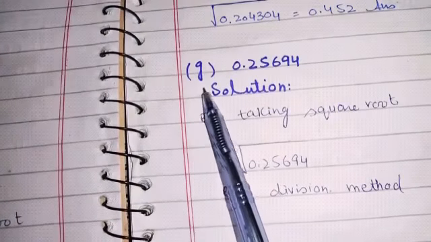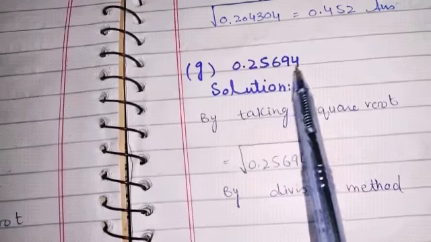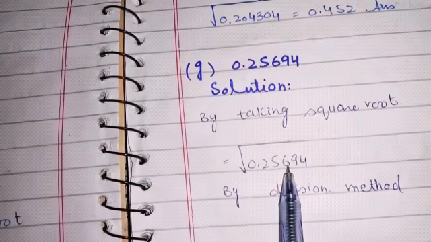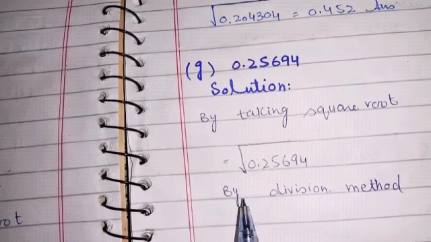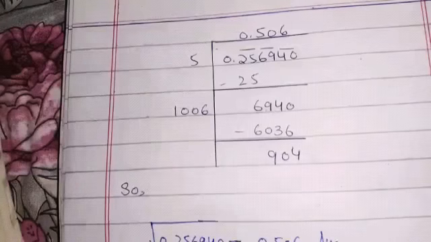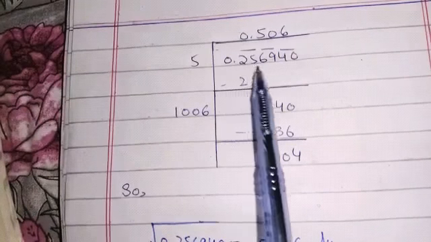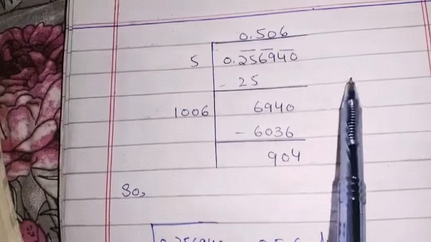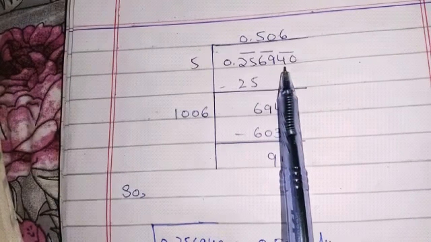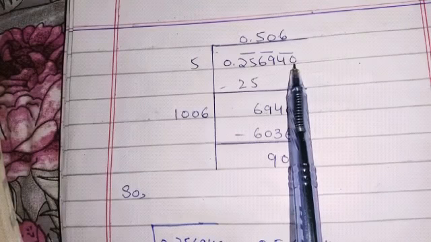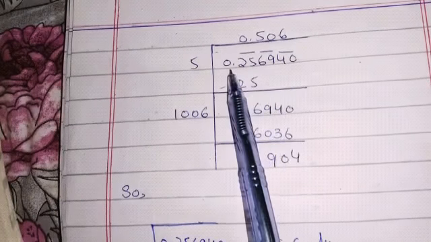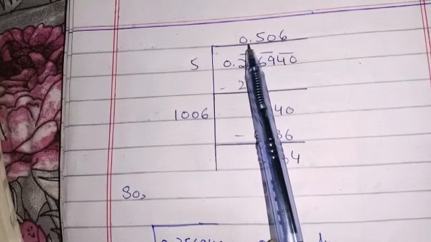Now students, here is our part G, 0.25694. We will write by taking the square root of 0.25694. We will use the division method. Now students, we will make pairs from left towards right, pairs of 25, 69, and to complete the pair we will write 0 with 4, so we have a pair of 40. Now students, this 0 and decimal are converted in the quotient.